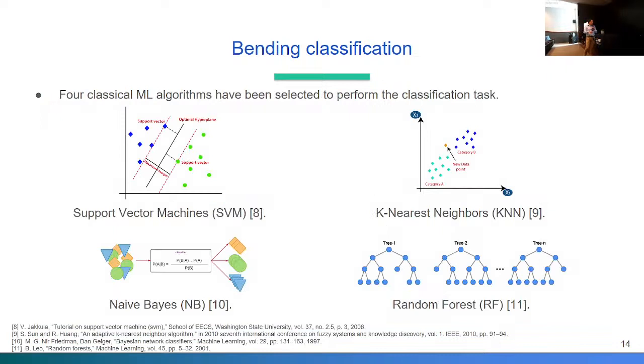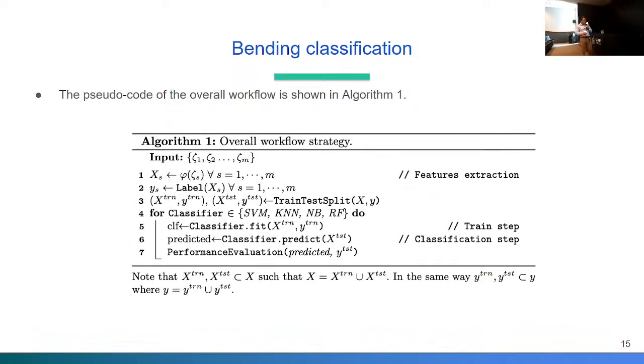After that, we are using 4 classical machine learning algorithms, including support vector machines, k-nearest neighbor, naive Bayes, and random forest. Why these 4? Well, because they show good performance in the classification task. The overall workflow strategy is summarized in this algorithm number 1. We have the raw signal, then we extract all the features. Of course, we have to label these vectors that include the features. Then we split this data into training and testing, and then we train all the 4 models. And finally, we evaluate their performance and we compare among them.